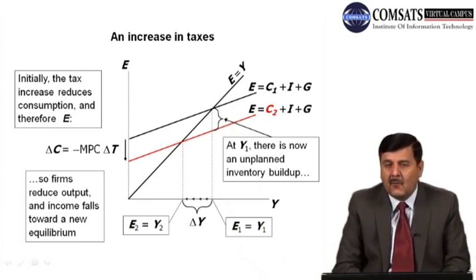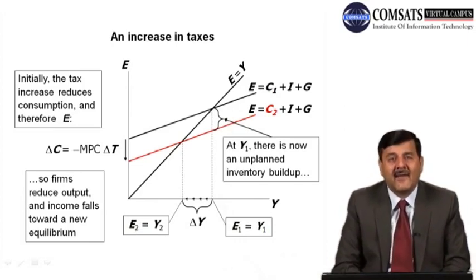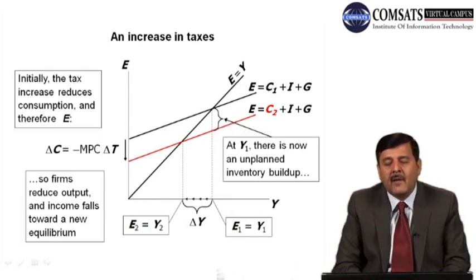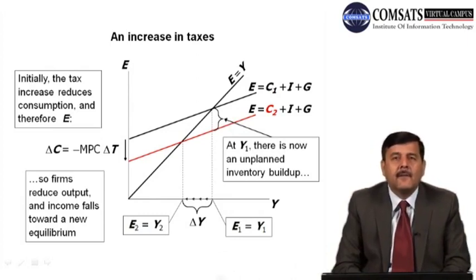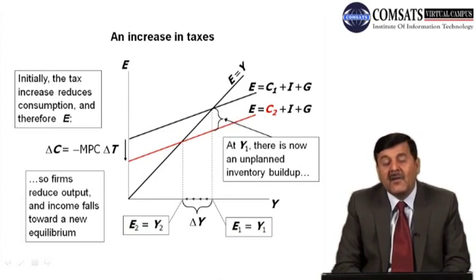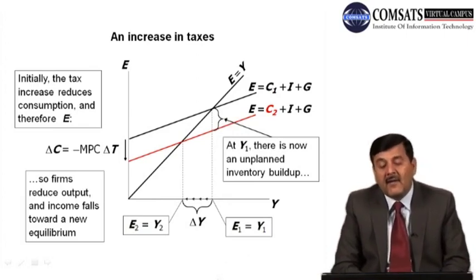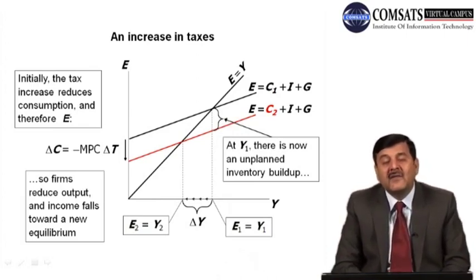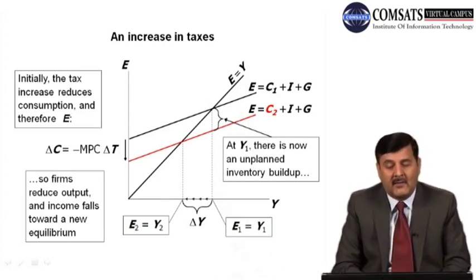On y-axis we are taking planned expenditure. On x-axis we are taking income level. You see we have the income line, which is E equal to Y. We have the expenditure, E equal to C1 plus I plus G. Economy is at equilibrium where both these two curves are intersecting, and income level is at Y1.